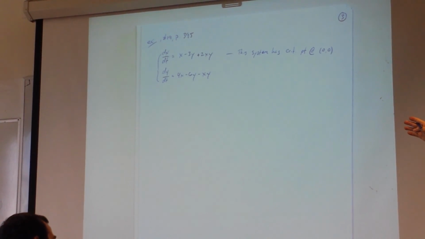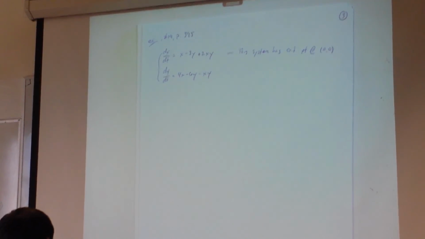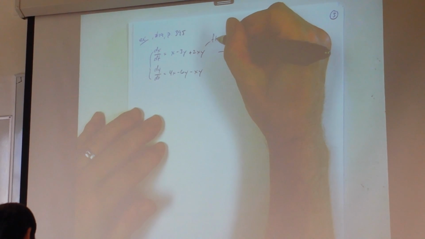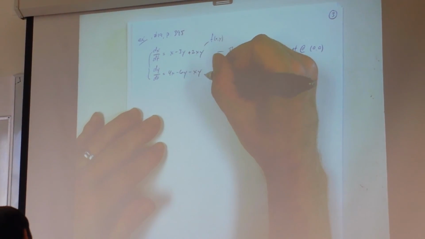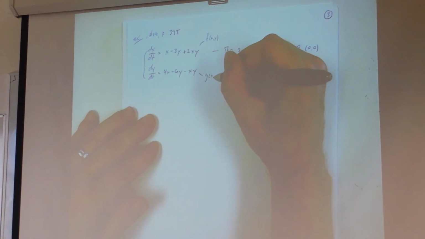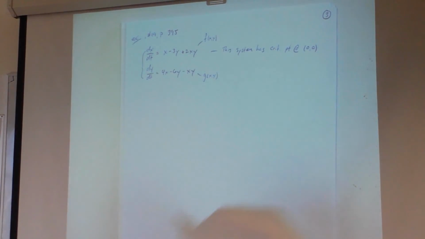So I can't come up with a square matrix of coefficients, 1, -3, 2, 4, -6, -1, with all those nonlinear terms. Just for terminology, this first expression is our f of x,y. This second expression on the right is our g of x,y. We need the Jacobian matrix.